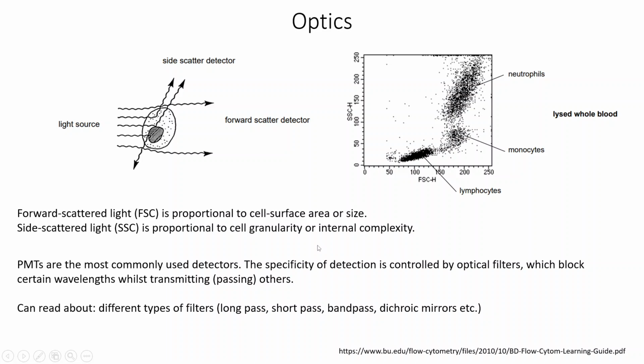Like say I want only 500 to 540 nanometers to enter through this bandpass filter and hit my detector. So I'll have this filter.